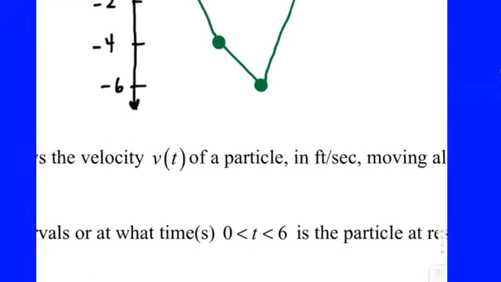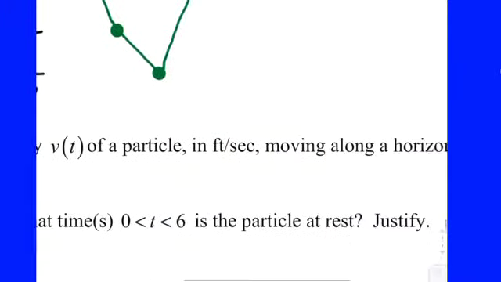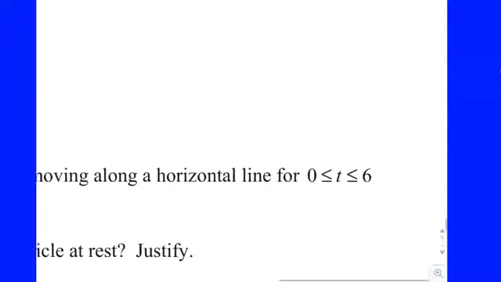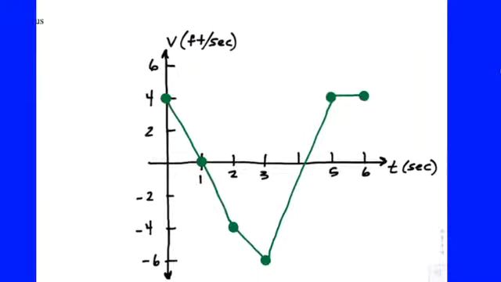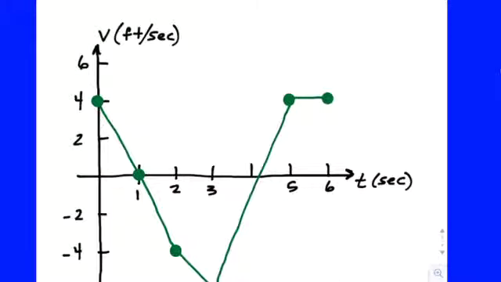So the graph above shows the velocity, v of t, of a particle in feet per second, moving back and forth along a horizontal line from 0 to 6. So if it hadn't had this done already, I would label the axes. You've got feet per second on the y-axis, seconds on the x-axis. And then very quickly just kind of make sense of what's going on here. The y values are, of course, the velocities. But now the slopes represent what? The accelerations. The slopes are the accelerations.